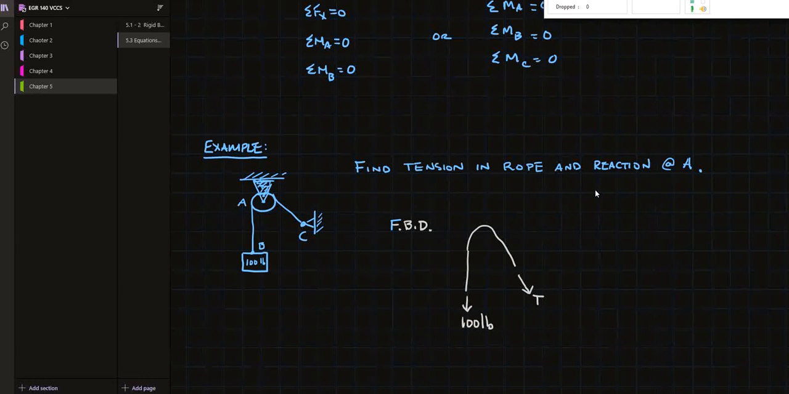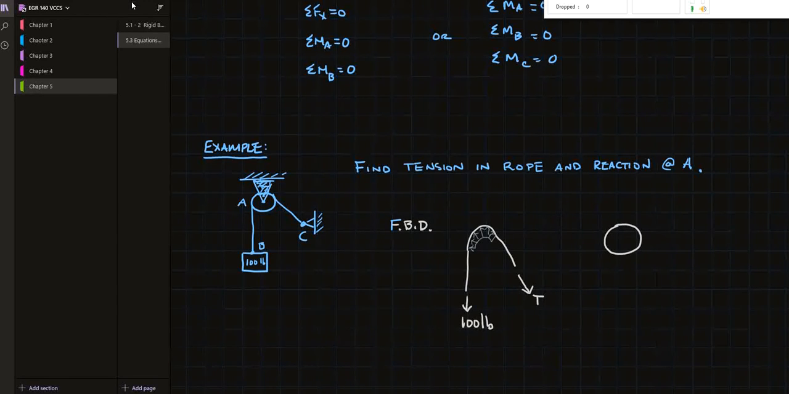With loading of 100 pounds. We would also have the effects of the pulley. So it would be a distributed type load here, where the pulley pushes up on our rope like this. Okay, so that's the free body diagram for our rope. And then we would have another free body diagram for a pulley.